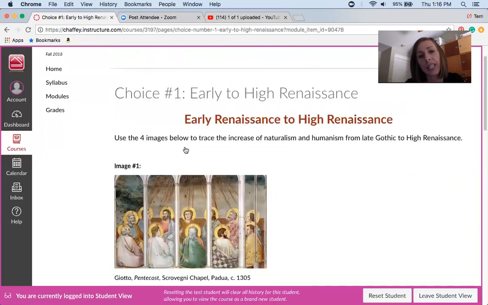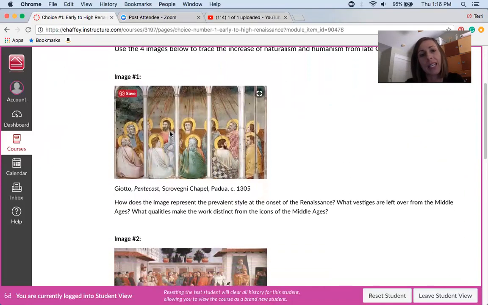Choice 1 is this early to high Renaissance, and the way that it's laid out is it gives you the image, gives you the artist, the date, the title, so you know what you're looking at. And then it kind of gives you some leading questions. It's still a formal paper, and it's formulated into 4 pages. It's not just like here's a question, now answer it. But this will help you make sure that you haven't missed anything, you haven't dropped any information that you might need. So use these questions to make sure when you're taking your notes that you kind of hit everything.